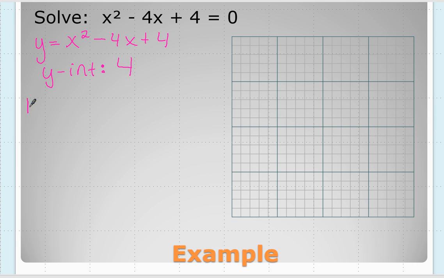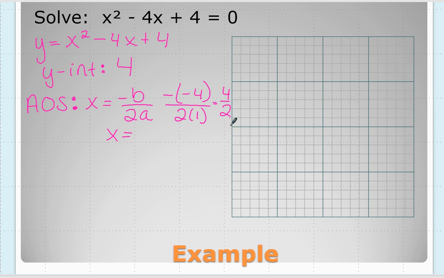I'm going to now find my axis of symmetry, which is x equals negative b over 2a. So I'm going to substitute in my b and my a. So negative negative 4 over 2 times 1. So my x will equal 2. So my axis of symmetry is x equals 2.